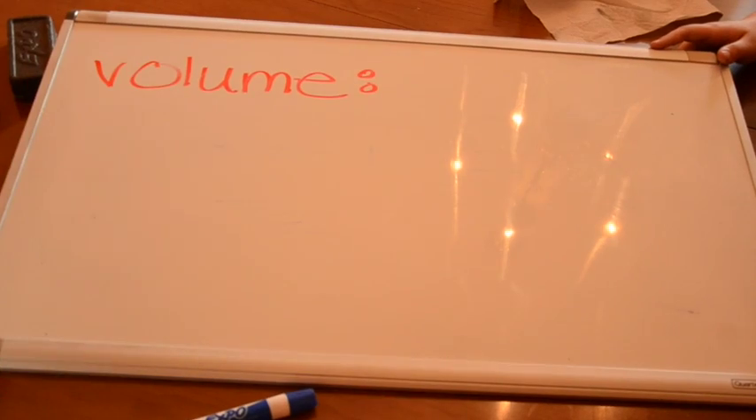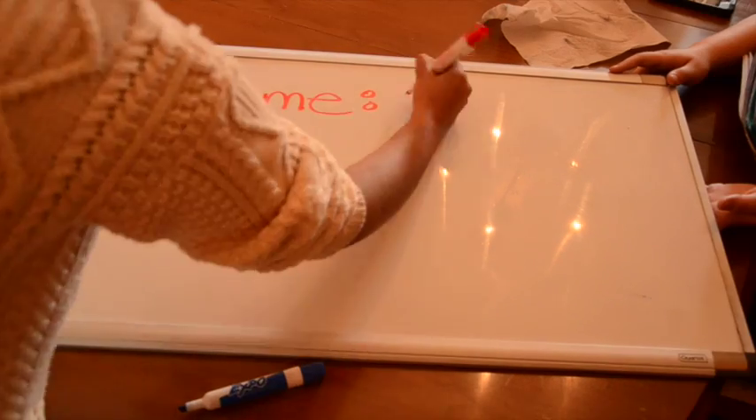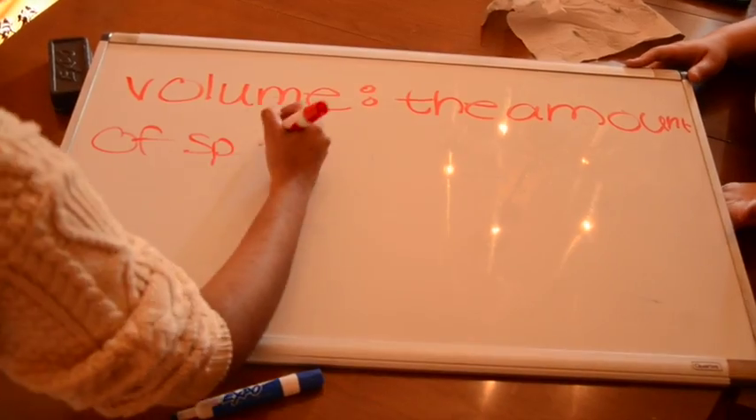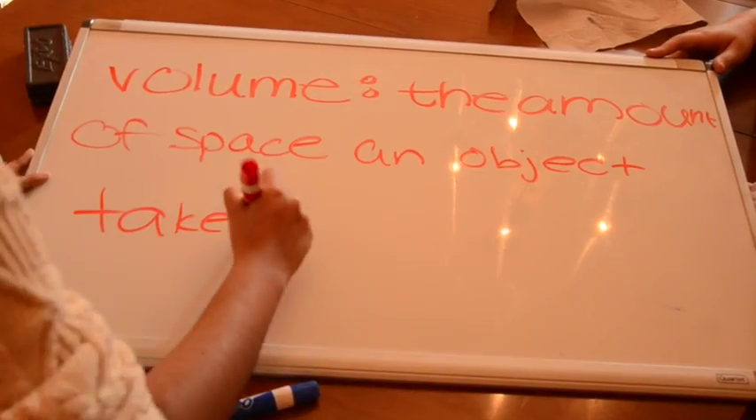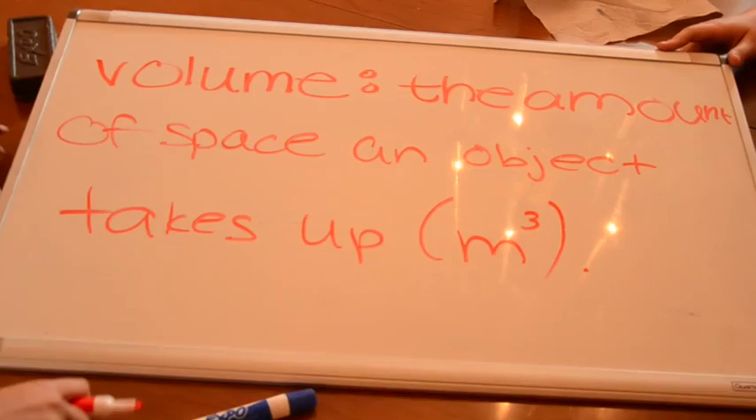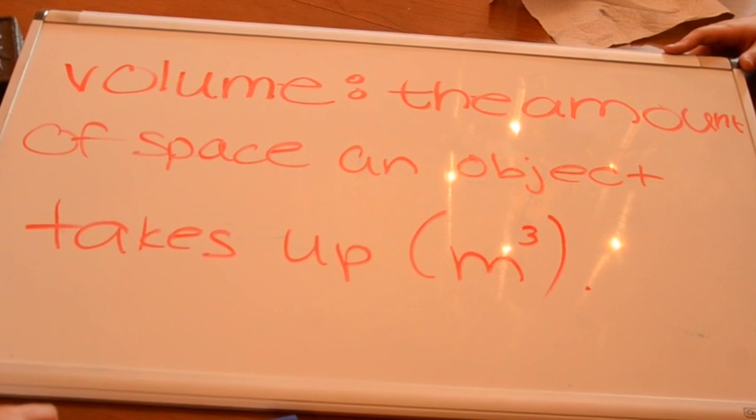Now it's time to move on to volume. The amount of space an object takes up, measured in cubic meters. Let's start with this regular balloon. It takes up a relatively small amount of space, so it has a small volume. But when I blow it up, I've increased its volume because it now takes up more space than it did before. See? And that's volume.